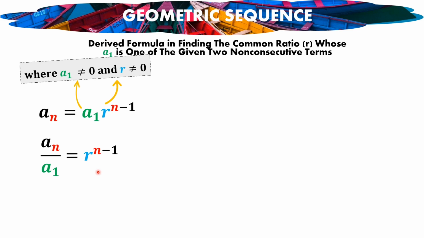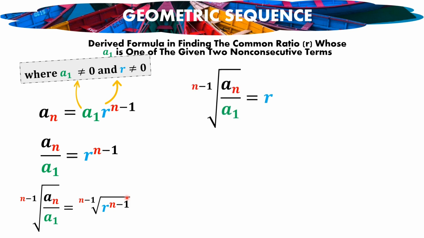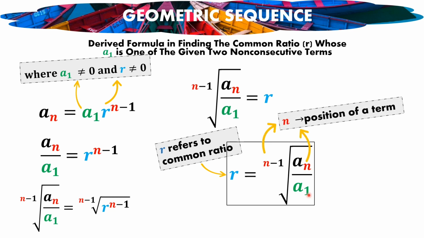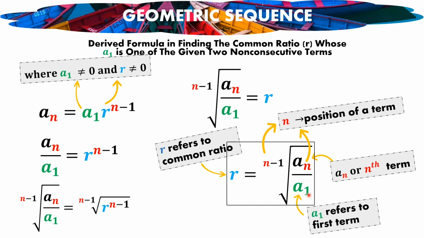So we're going to get the n minus 1 root of both sides of the equation. That gives us the n minus 1 root of a sub n over a sub 1 equals the n minus 1 root of r raised to n minus 1. That gives us the n minus 1 root of a sub n over a sub 1 equals r. By symmetric property, then r is equal to the n minus 1 root of a sub n over a sub 1, where r refers to the common ratio, n refers to the position of a term, a sub n or the nth term, and a sub 1 of course is the first term.